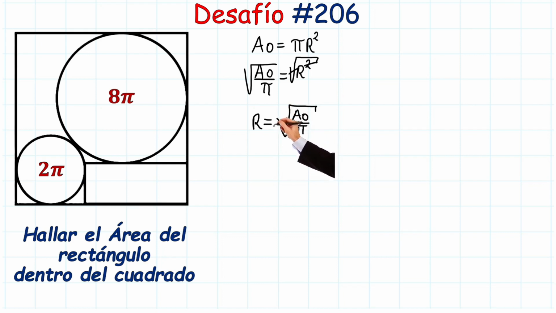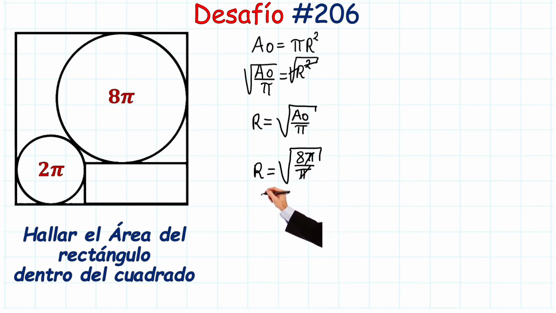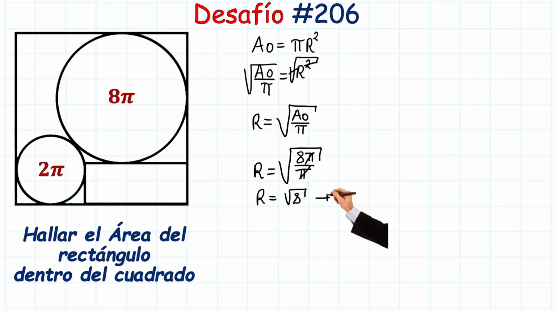Here we don't add plus or minus because we are calculating distances, and obviously we only need the positive side. So the radius in the case of the big circle will be equal to the square root of the circle's area, which is 8 pi, over pi. Very well, we simplify pi with pi, and we find that the radius of the large circle is the square root of 8. Fantastic. Around here we can leave written this square root of 8.